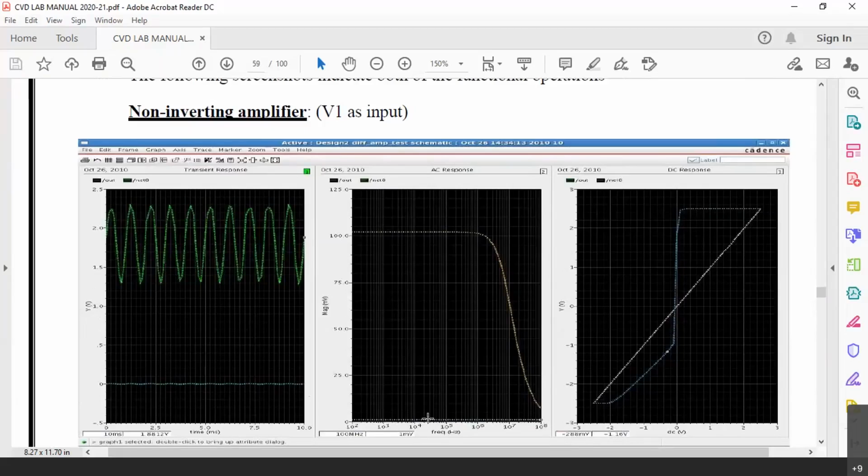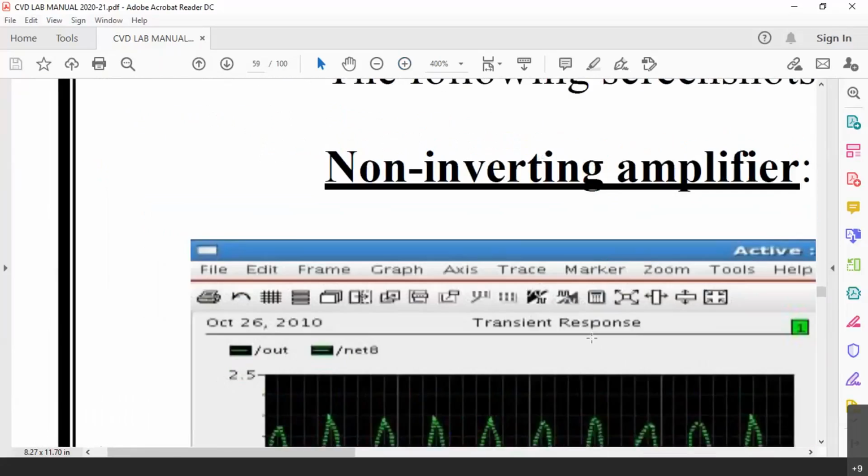So for a 1 millivolt input, you are getting a 100 millivolts output, which means 20 log of V0 by Vi. 20 log of 100 by 1. 20 log of 100, log of 100 is 2. So it is a 40 dB gain. This amplifier is giving 40 decibels voltage gain because the gain is 100 times. But you can see the bandwidth here. Let me zoom in to discuss the bandwidth.